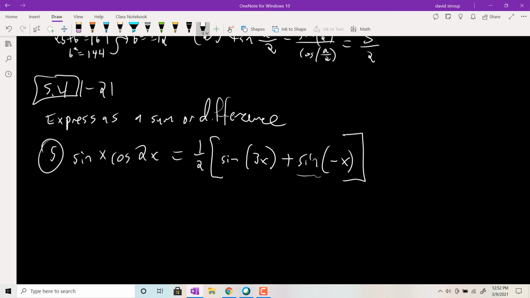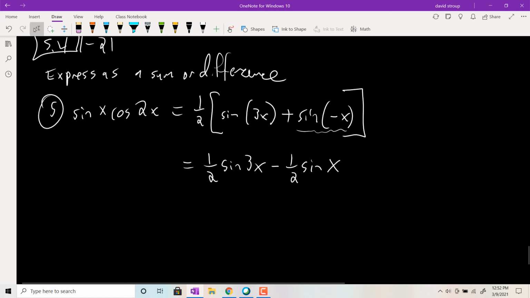Now I would expect you to simplify that using your odd and even formulas. So this would be 1/2 times sine of 3x, and then minus 1/2 times sine of just x. Because sine of negative x is negative sine x, and then when you distribute the 1/2, you get that expression.